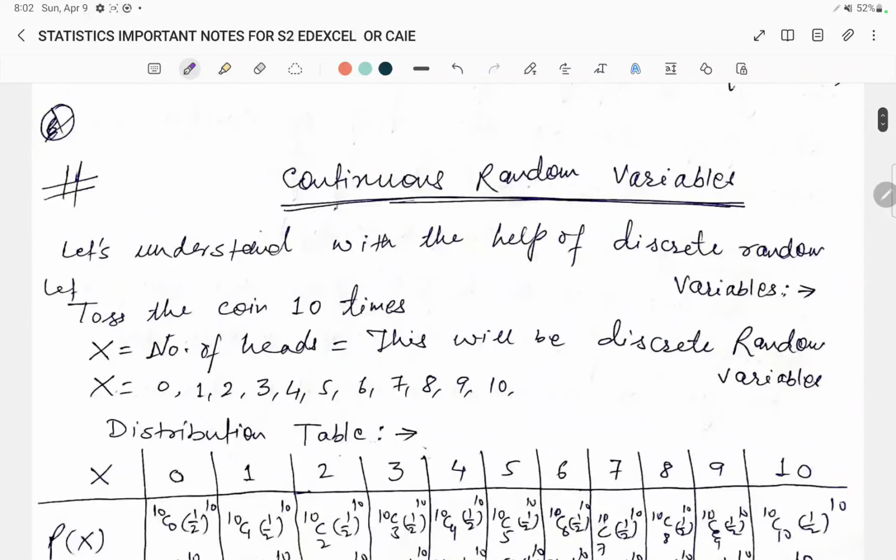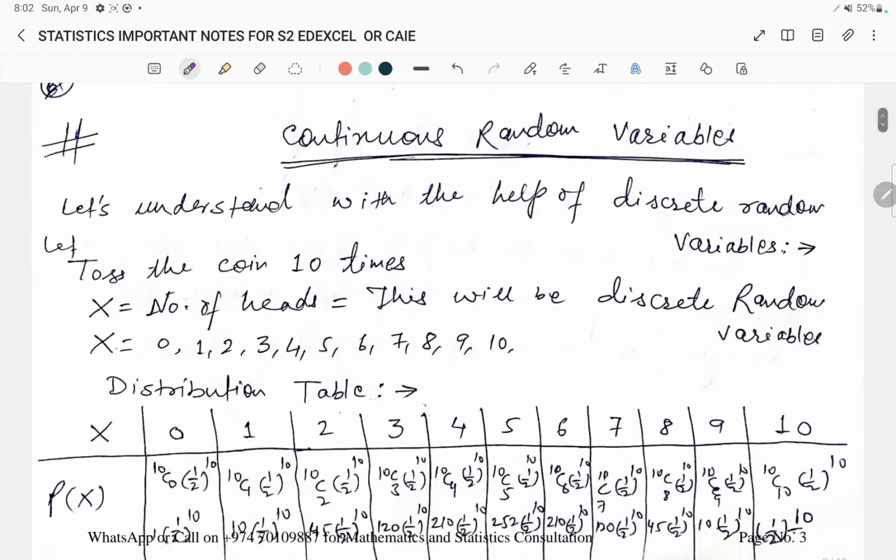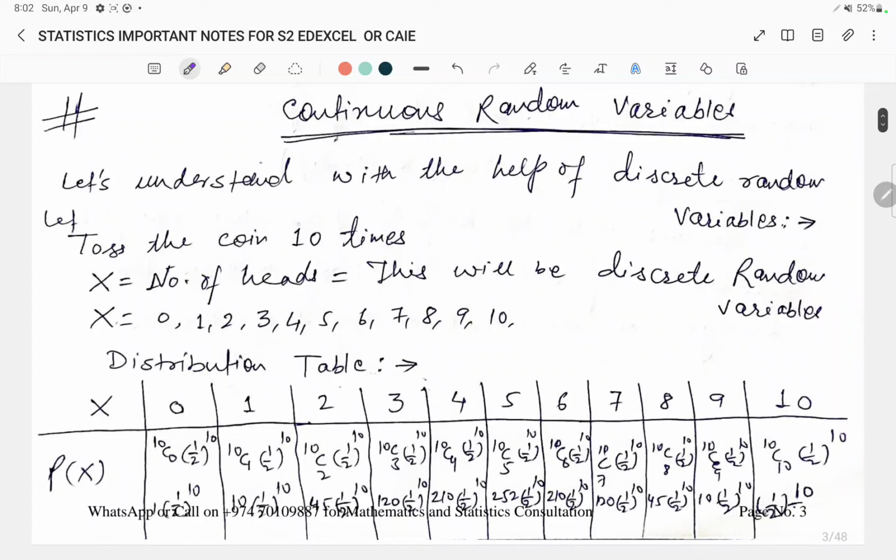Continuous random variable. We need to understand a continuous random variable. First, I'm going to explain with the help of a discrete example. Let us understand with the help of discrete random variables. Toss the coin 10 times. The number of heads we need to count. This will be a discrete random variable.